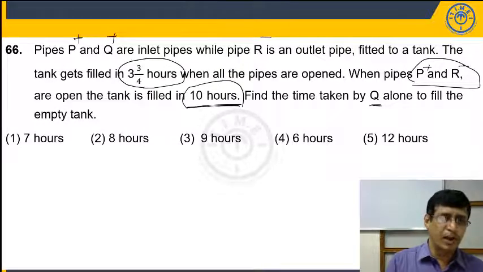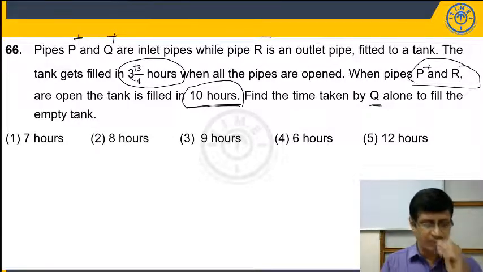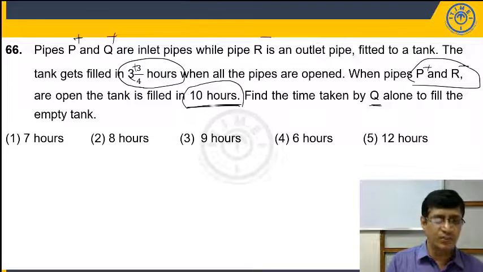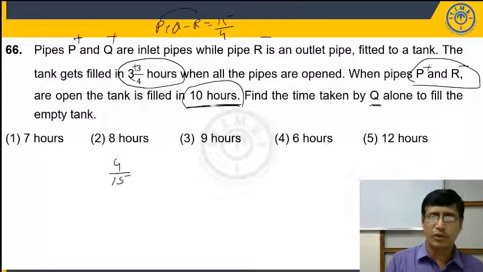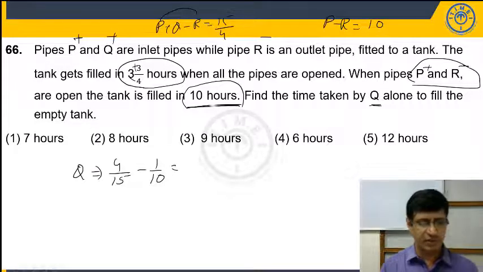So what is the all together? 3 by 4 means 3 into 4, 12 plus 3, it is 15 by 4. 15 by 4 means in 1 hour P plus Q plus R can fill 4 by 15th part. Whereas P and R together take 10 hours, so in 1 hour they can fill 1 by 10. So what is the value of Q? Simplify this, it will give the value of Q.